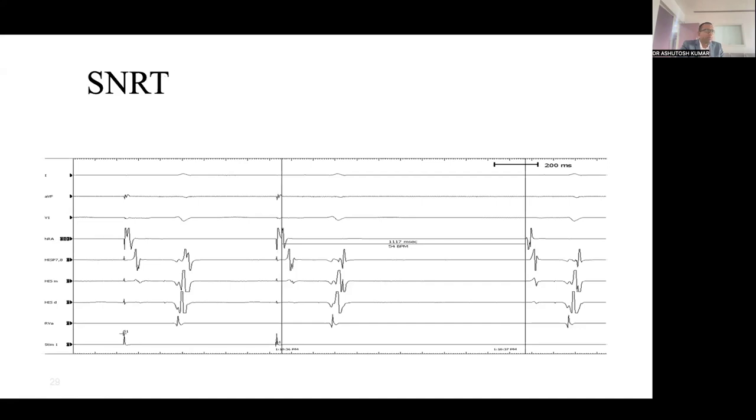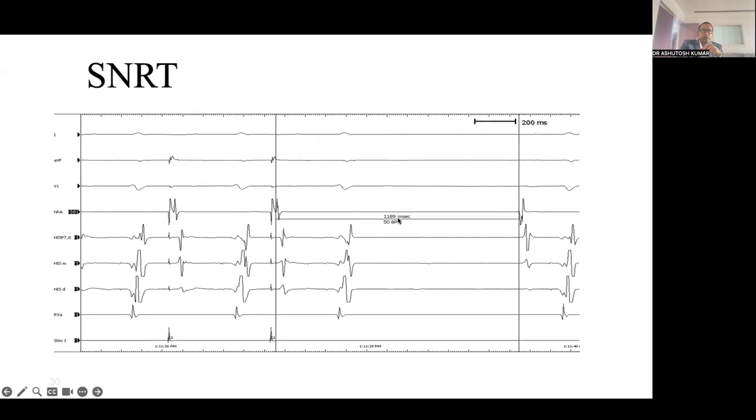This is what we call the Brady protocol. In this, you can see we are pacing from the right atrium, and after that, we measure how much time it takes for the next beat to come. This is the recovery time. Here the recovery time is taking almost, the heartbeat is coming around 54. Then we repeat the pacing, first at 100, then 120 and 150. Three pacings will be given.